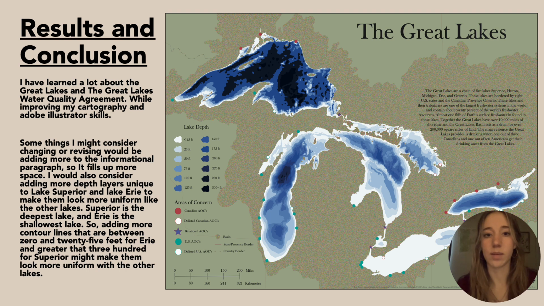The background was colored a pale green, and the basin was colored light brown. These colors complement blue, which makes the lakes stand out. All the text in the title, legend, and description are in black font, which helps them stand out from the background color and improves their legibility. The legends help the reader identify different depths of the lakes. Each hue of blue is assigned to a depth in feet. The different colors of circles and stars identify an area of concern based on which country it is in and if it is current or delisted.